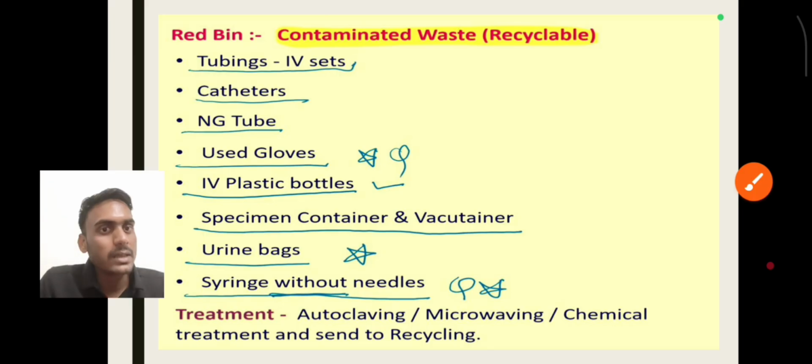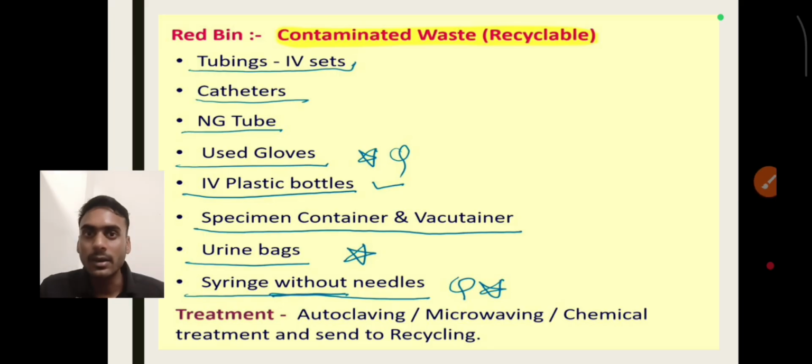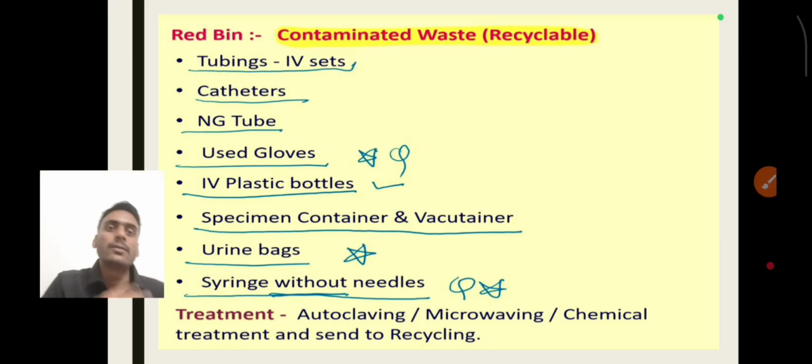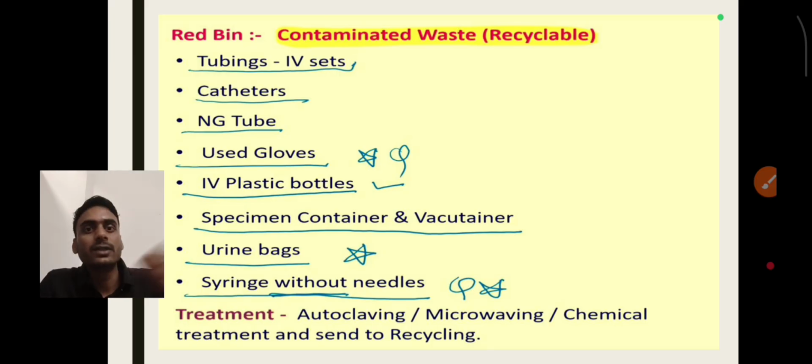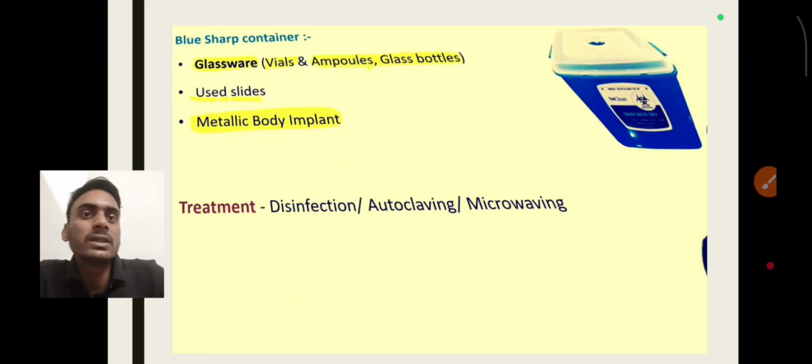For the treatment, you use methods like autoclaving, microwaving, chemical treatment, and sending to recycling. All these are used for the treatment of red bin waste materials. Now let's discuss the blue bin.